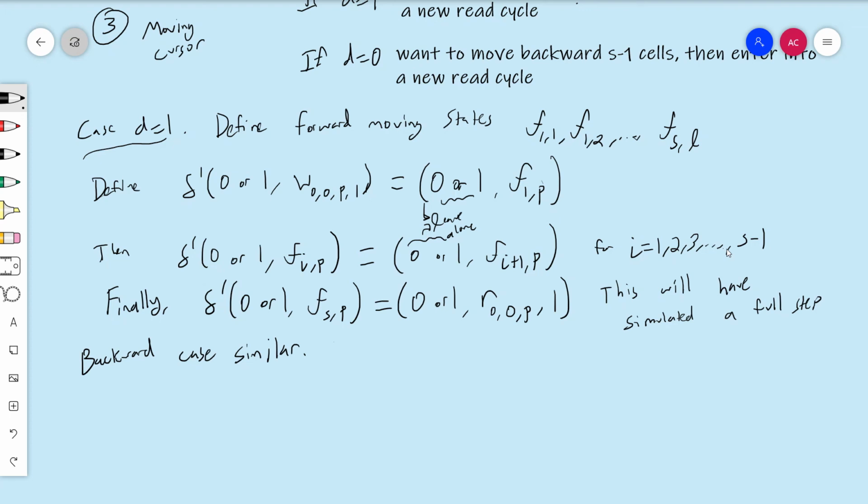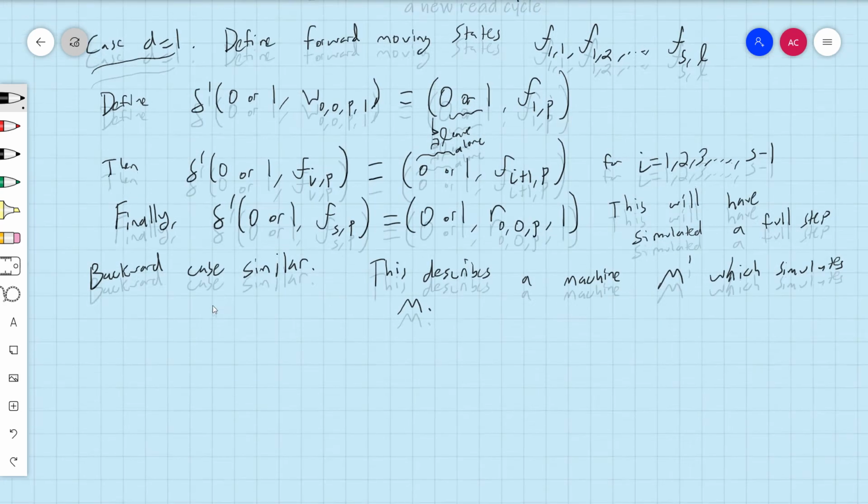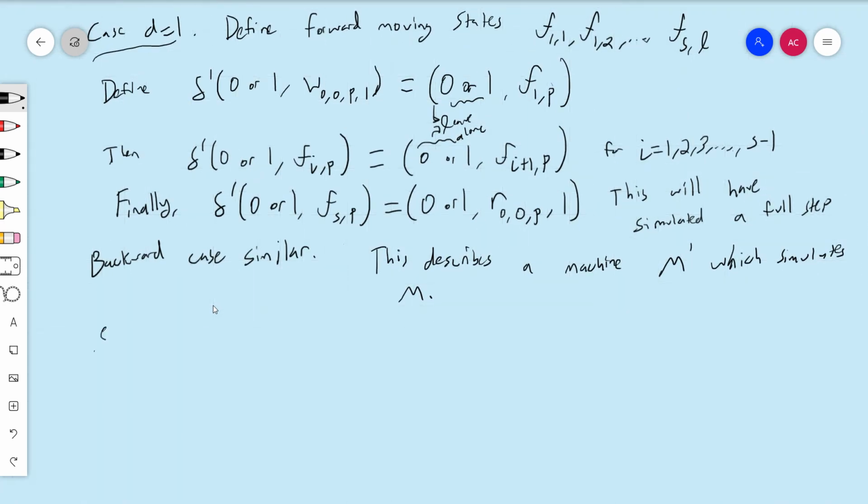And so this describes a machine M prime which simulates M. Let's think about the time and space complexity. Suppose M operates in time f of n, space g of n. What's the operating time of M prime?